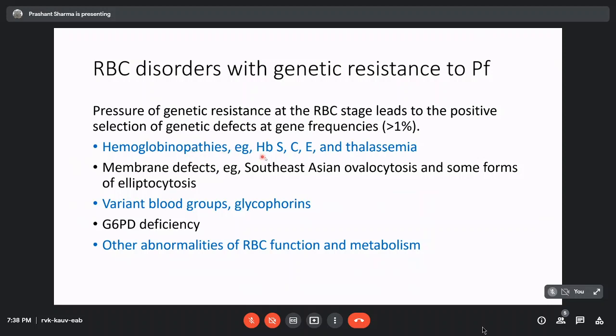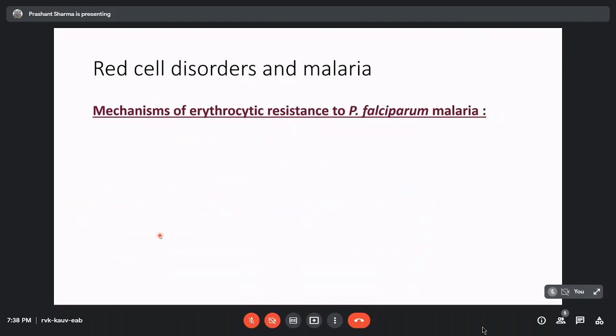This is also seen in the hemoglobinopathies, a wide range of them, as well as membrane defects like Southeast Asian ovalocytosis and some forms of erythrocytosis. Variant blood groups and variant glycophorins can lead to resistance to malaria, and G6PD deficiency is also well known to be associated with it. And G6PD deficiency is a disorder that's also very common in our country as well as the other places where thalassemia is common. So how does it work? What are the mechanisms by which erythrocytic resistance is provided to falciparum malaria by thalassemia?